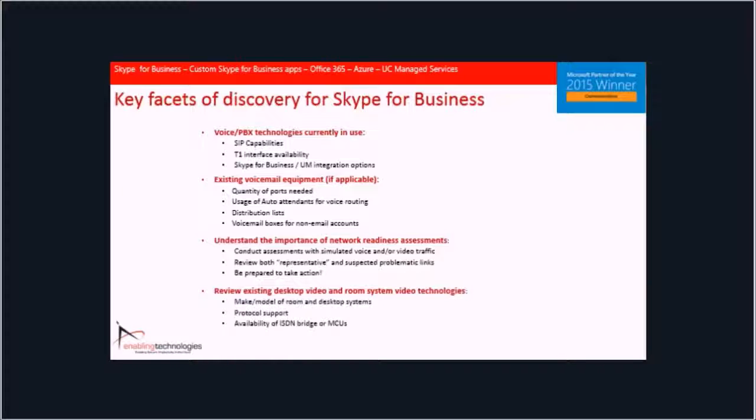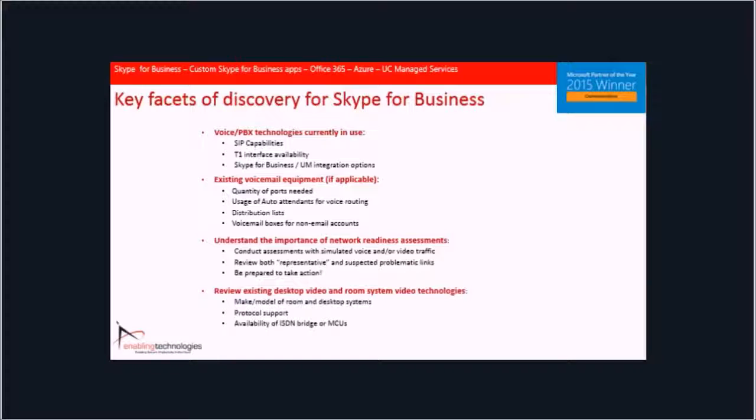Certainly understand the distribution lists that would be associated with your voicemail. Also, voicemail boxes for non-email accounts. Exchange unified messaging, of course, would probably be pretty self-explanatory. It requires an Exchange mailbox to get voicemail. Odds are you probably have some voicemail boxes out there in your organization that don't have email accounts. Make sure that you're building and accounting for those going forward with Skype Voice in your Exchange unified messaging plan.